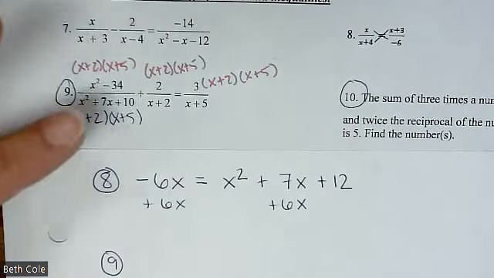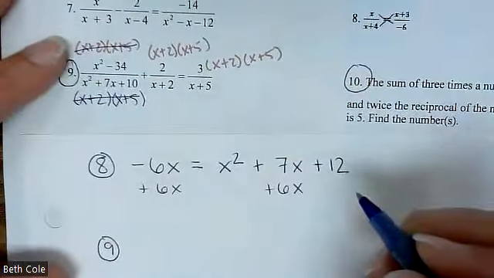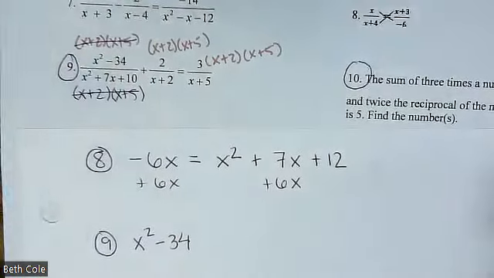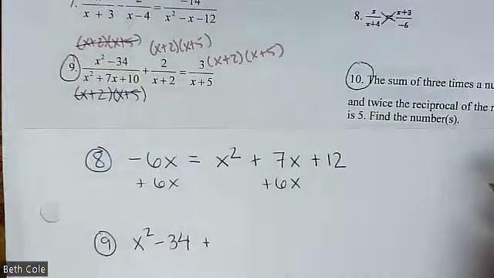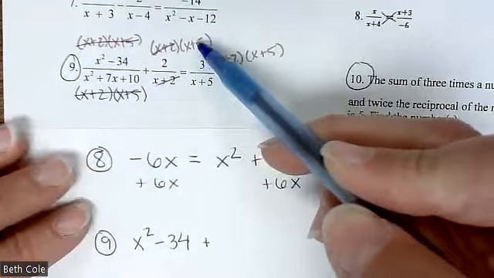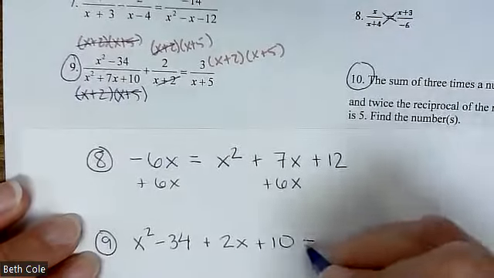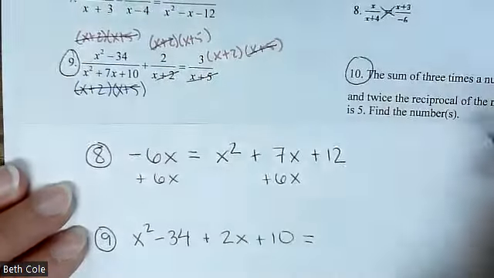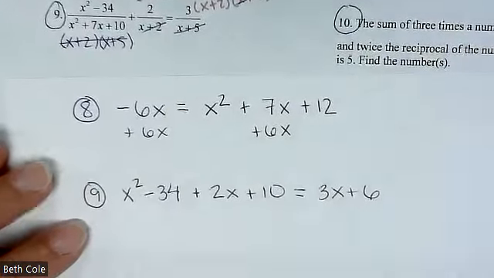So what cancels for the first fraction? Yeah, all of it. You guys with me here? So you're left with x squared minus 34, just what was there in the first place. Plus, all right, what cancels for the second one? Good. Now you're left with 2 times x plus 5. You would have to distribute, so that will give you 2x plus 10. Good. Equals, and then what cancels for the last one? X plus 5, good. And you would have to distribute the 3, so 3x plus 6.